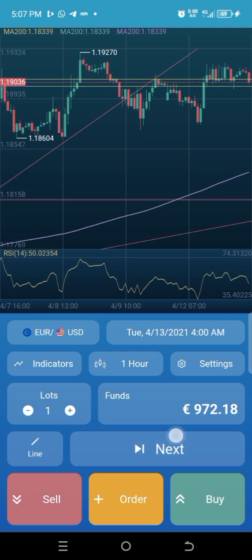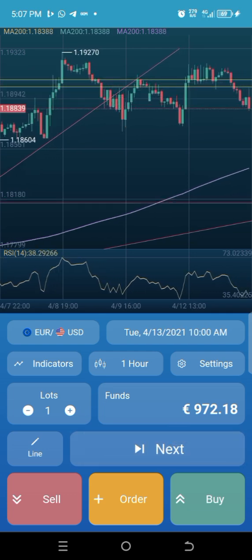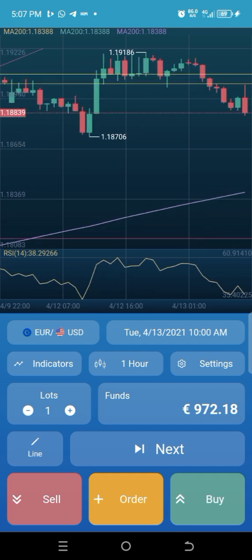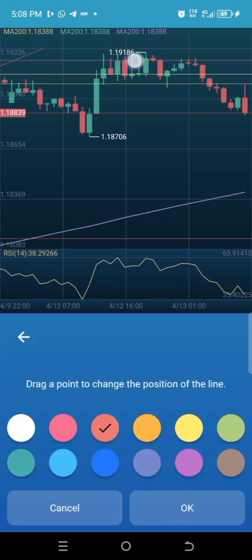Not yet. Looking for, okay. So my entry will be here as the last trade, and my stop loss is going to be above this line. So let's wait and see. Let me draw the line instead around here.